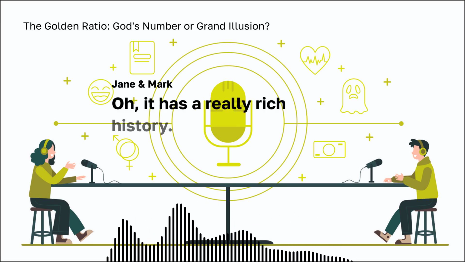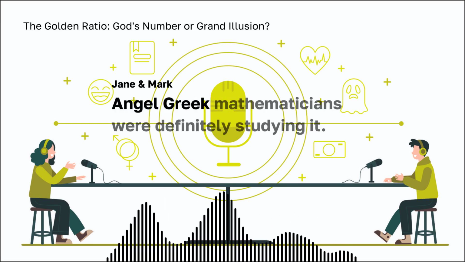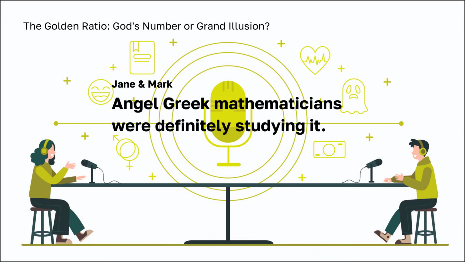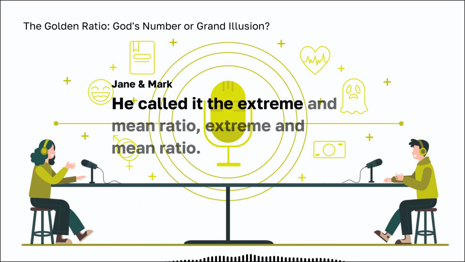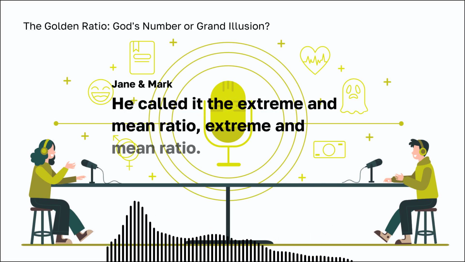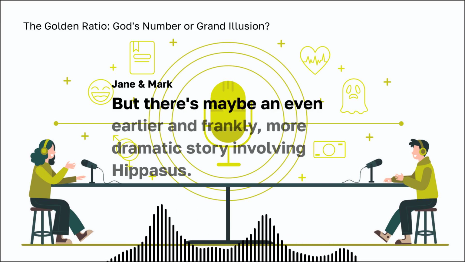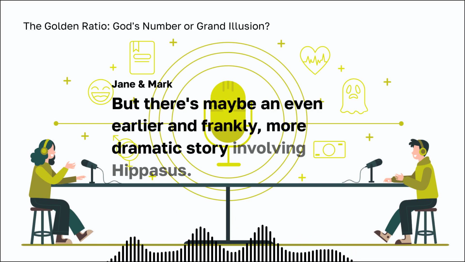Oh, it has a really rich history. Goes way back. Ancient Greek mathematicians were definitely studying it. Euclid, around 300 BC, formally defined it. He called it the extreme and mean ratio. Extreme and mean ratio. But there's maybe an even earlier and frankly more dramatic story involving Hippasus.